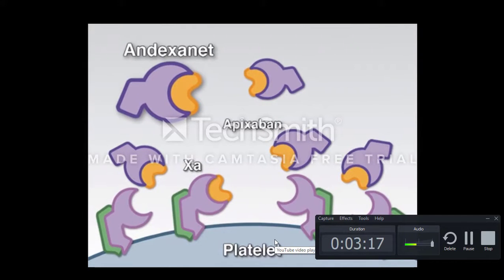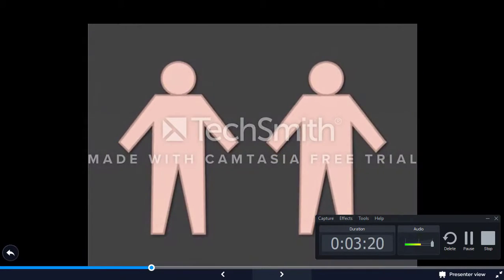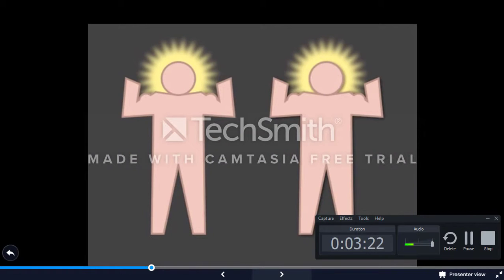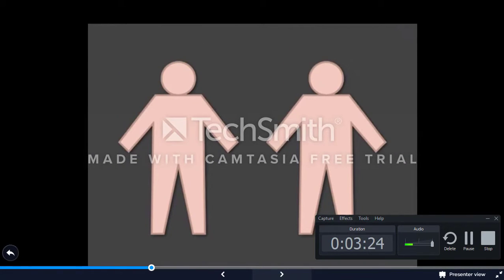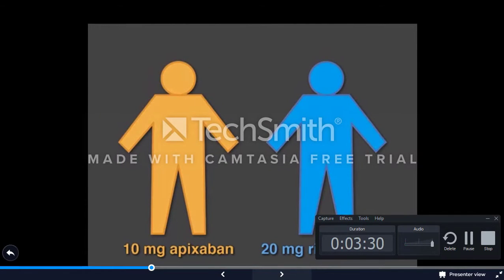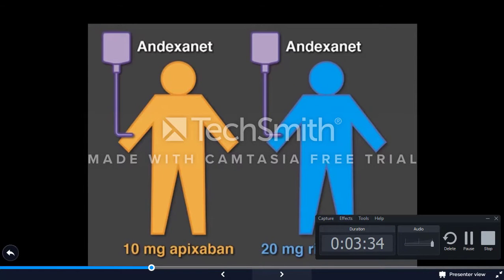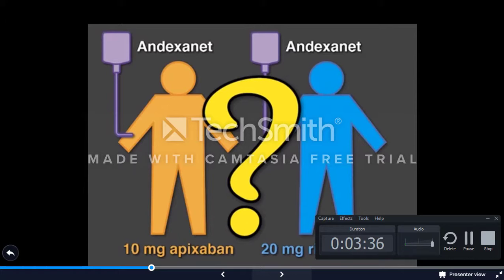To test the efficacy of Andexanet, a small phase 3 trial was designed with healthy older volunteers as the participants. They were given either 10 milligrams of apixaban or 20 milligrams of rivaroxaban daily until steady-state anticoagulation had been achieved. Then intravenous Andexanet was given to determine whether the effects of these anticoagulants on blood clotting could be reversed, and if so, what the side effects might be.